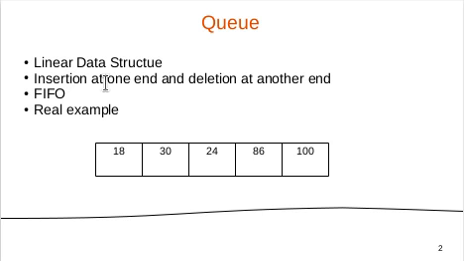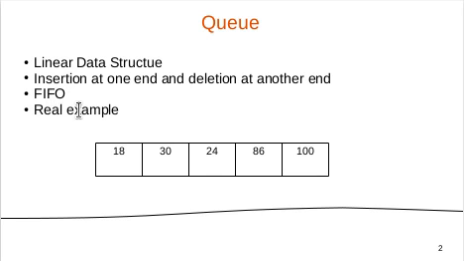Here insertion is at one end and deletion at the other end. So insertion will be here, a new item will be inserted after that, and deletion will be from this end. This is FIFO, that means first in first out. The item first inserted will be the first item to be deleted.